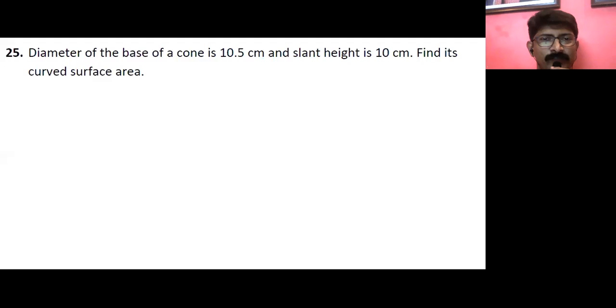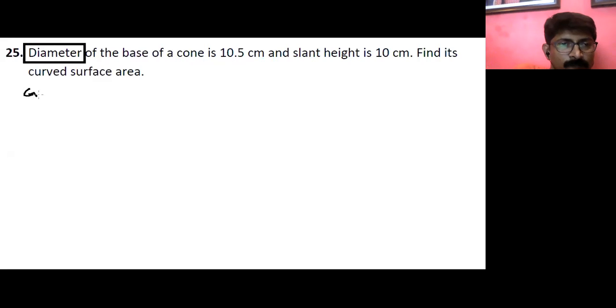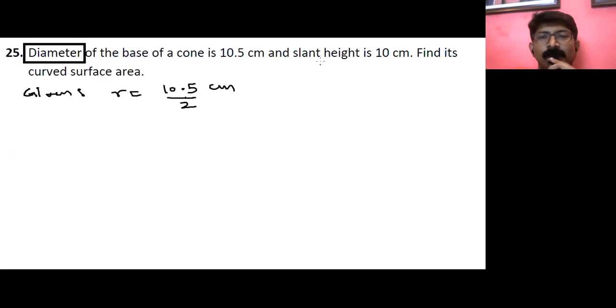So let's move ahead with the next question. The question says the diameter of the base of the cone is 10.5 centimeter. Look at this, student. The word you'll have to read very carefully: diameter is mentioned. So what is the given thing over here? Given radius will become 10.5 upon 2 centimeter because it's given diameter, and the slant height is 10 centimeter.